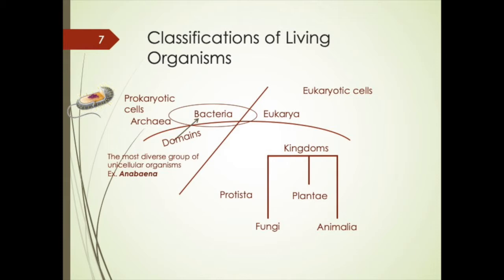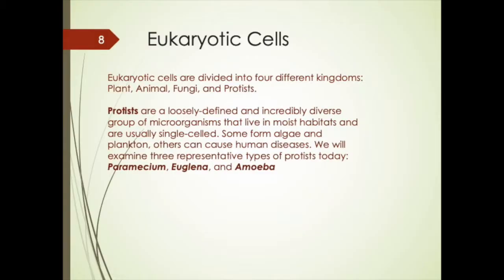These are in the domain Bacteria, right? So these are prokaryotic. They don't have a nucleus. They don't have membrane-bound organelles or anything like that. As opposed to eukaryotic cells that have membrane-bound organelles and all these other things. And eukaryotic cells contain different kingdoms: plants, animals, fungi, and protists, of which we'll be talking about right now.